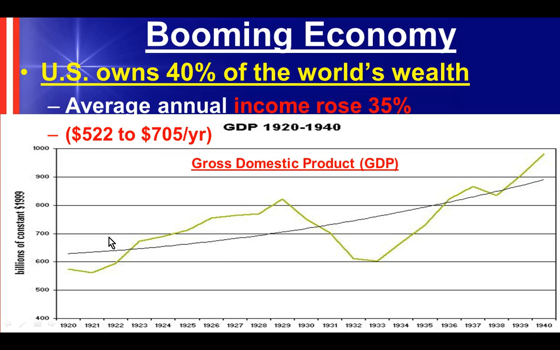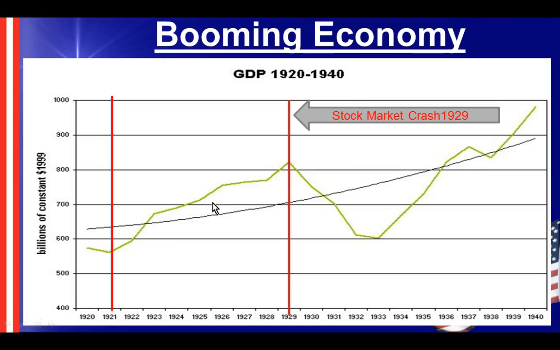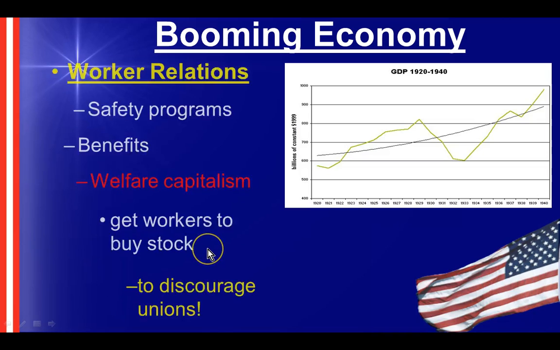In the 1920s, we owned 40% of the world's wealth. Remember that World War I kind of helps us become a lending nation instead of a borrowing nation. Our average annual income rises a significant amount over this time period. Our gross domestic product, what we turn out overall each year, increases, and income rises from about $522 to $705 a year per person. But there's going to be, of course, a big break here, and it's going to shift and go in a completely different direction by 1929, which we'll review a little bit later.